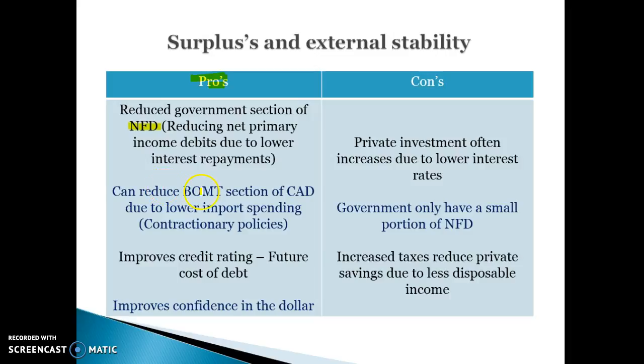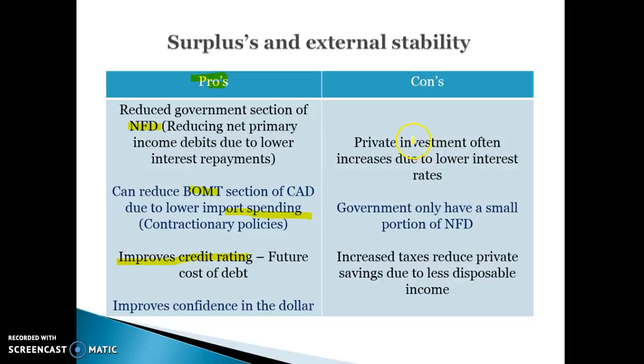It can reduce the balance of merchandise trade deficit of the CAD because of lower import spending, because of contractionary policies. Budget surpluses also help to improve our credit rating and keep interest rates low on borrowed funds, and can also improve confidence in the dollar because the economy is showing an ability to pay back its debt.